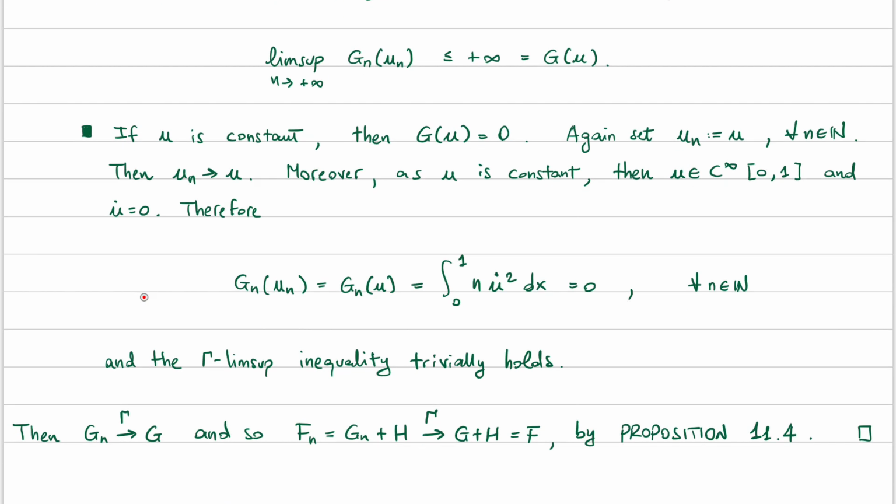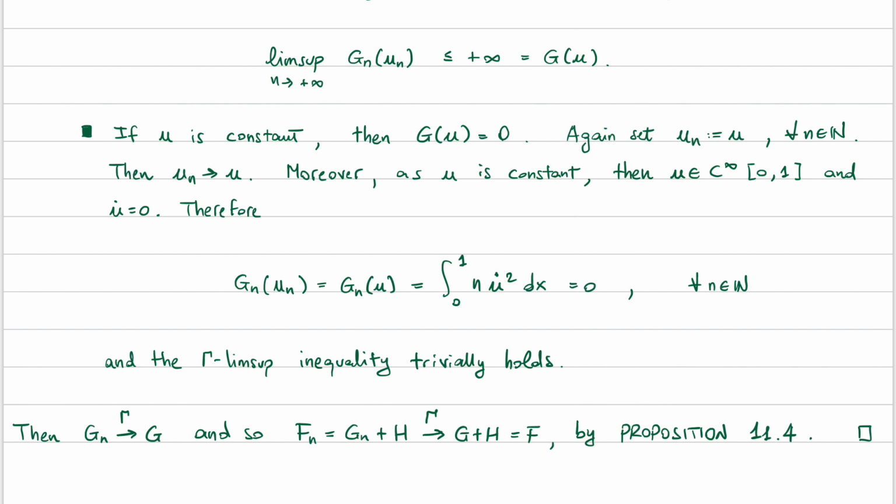If instead u is constant, then we know by definition that G(u) is equal to 0. Again, take the constant sequence. Then obviously you have that u_n converges to u in L^2. And moreover, since u is constant, then in particular u belongs to L^∞, and u̇ is equal to 0. Okay, why am I saying these obvious things? Sorry, because a priori u only belongs to L^2. And so in particular, if I'm telling you that u is also constant, then u is smooth, and also u̇ is equal to 0.